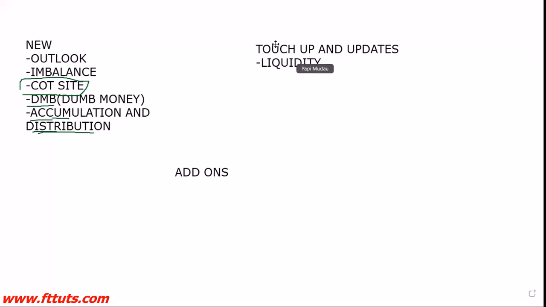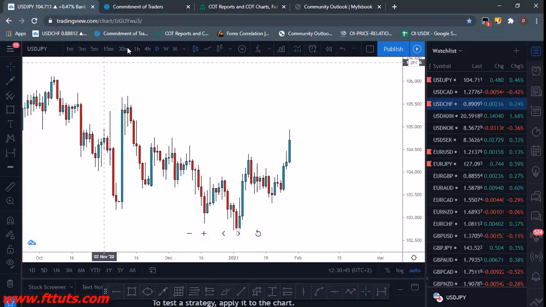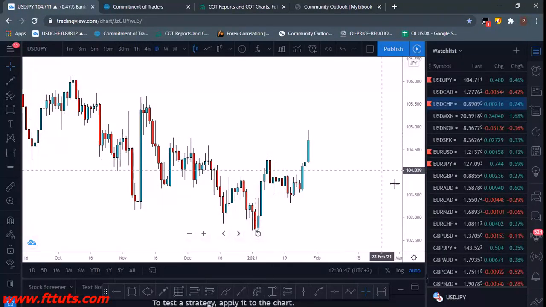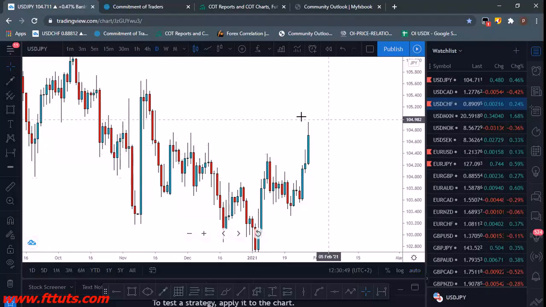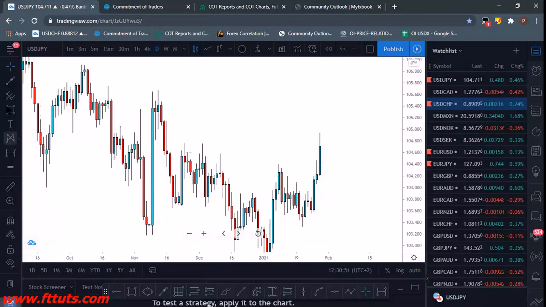Touch up on liquidity. What are touch ups on liquidity? Let's talk about this one. Touch up on updates, which are just our liquidity. So number one, we already talked about imbalance. Imbalance is an area of liquidity. If I'm looking at this area here, where the market is bullish, and the market gets bearish, there's an area of imbalance down here.